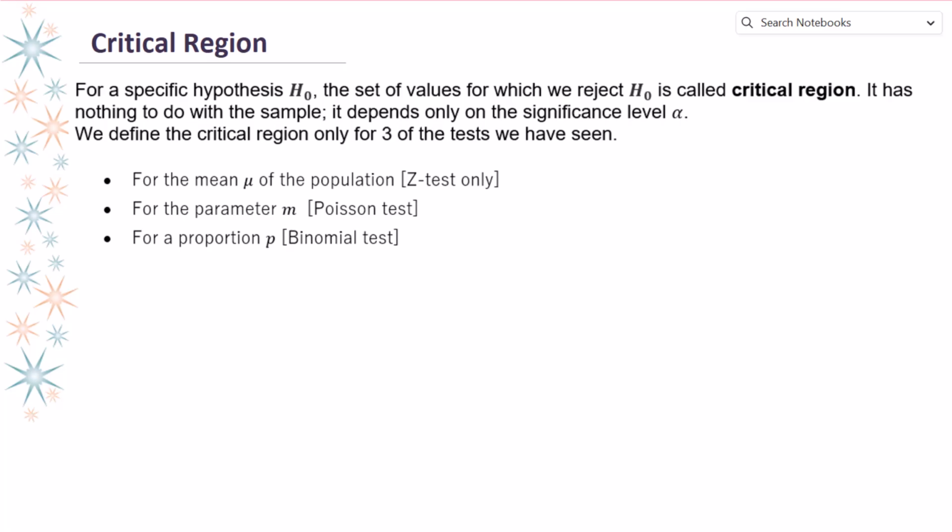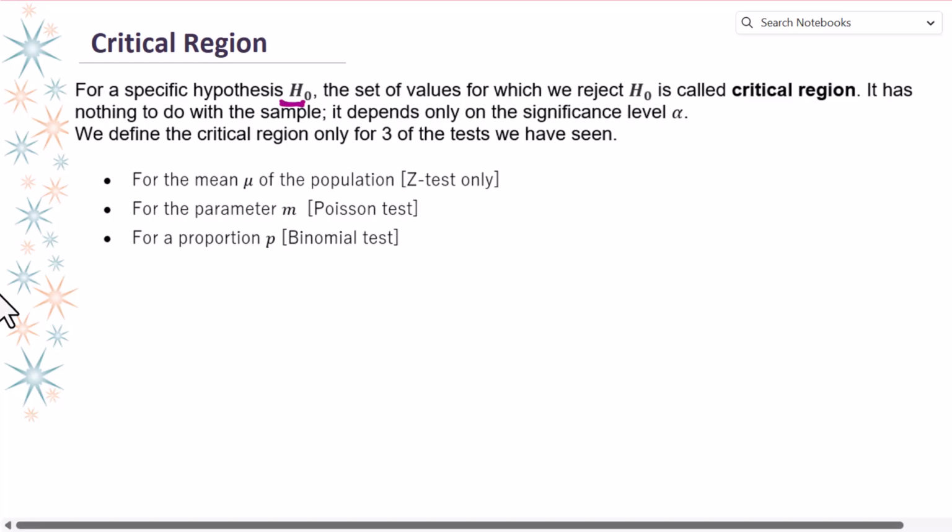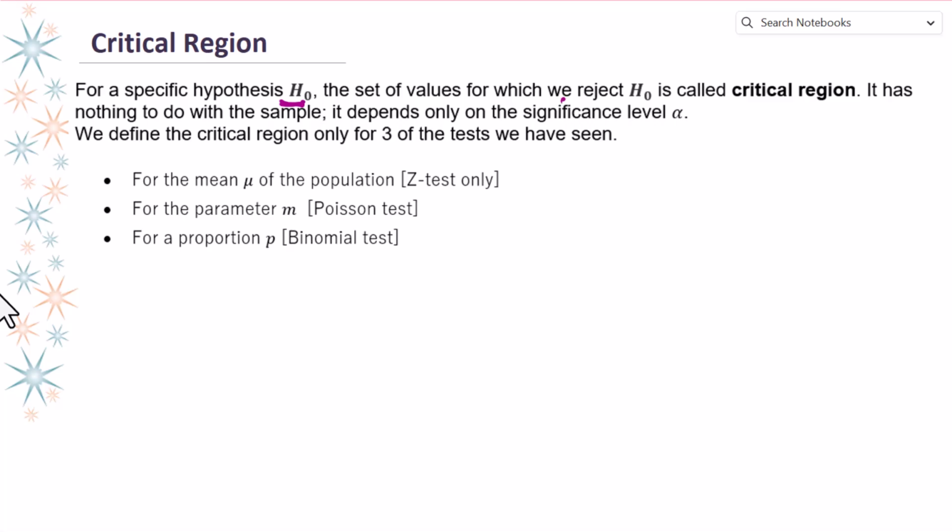Today's video is about the critical region for a specific hypothesis H0. The set of values for which we reject H0 is called the critical region. It has nothing to do with the sample. It depends only on the significance level alpha. We define the critical region only for 3 tests.